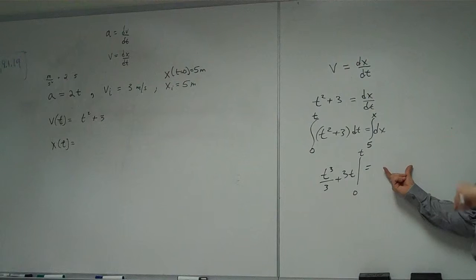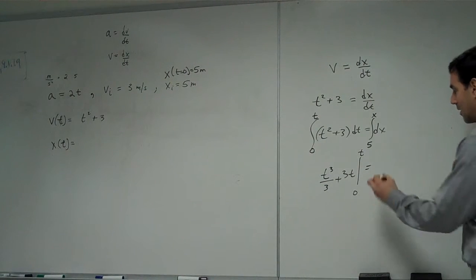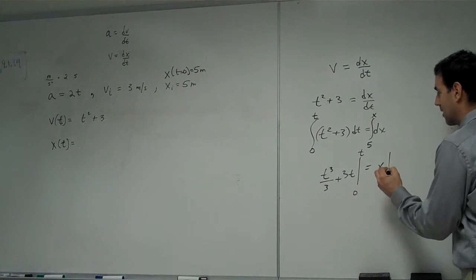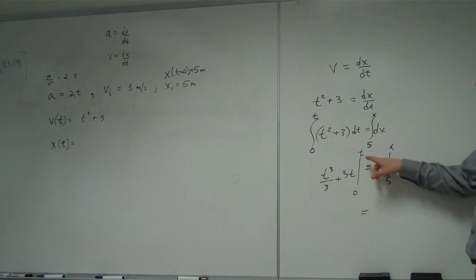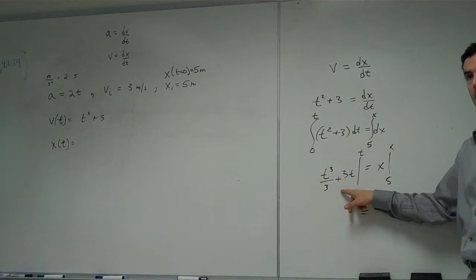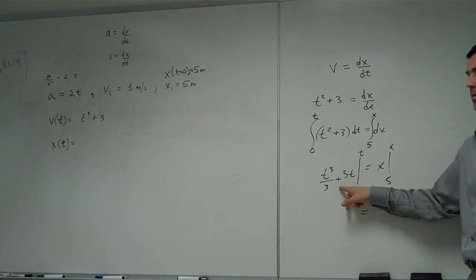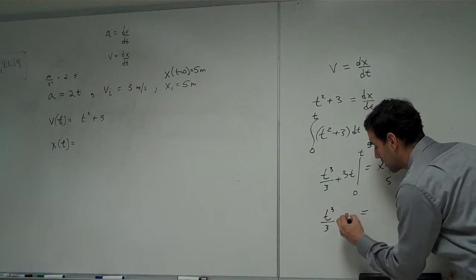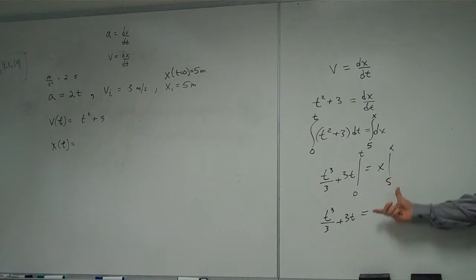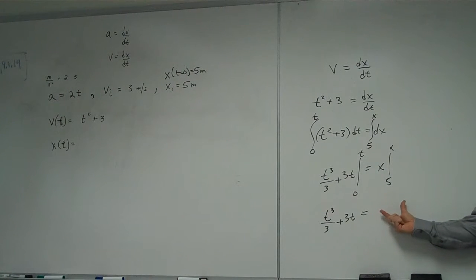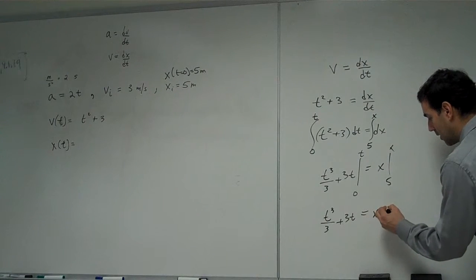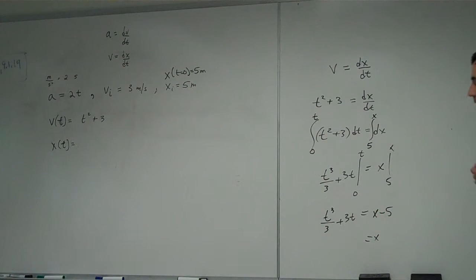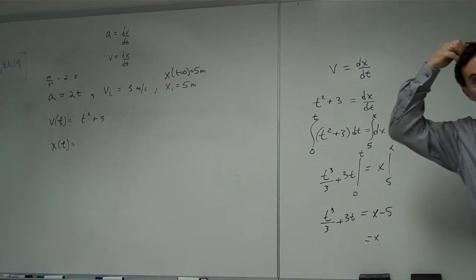Okay, and then integrating the right-hand side, Sean? x, and then the straight line from 5 to x. Okay. We'll put our t in for t, and we'll subtract off the 0 in for t, which gives us t cubed over 3 plus 3t on that side. Then on the right-hand side, Benson, what does that give us? x minus 5.